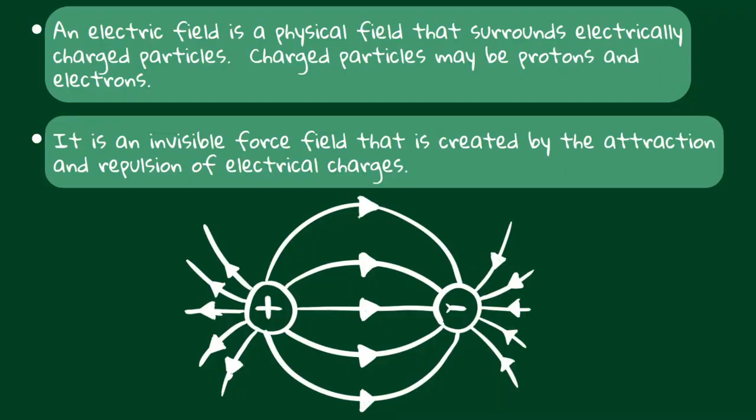An electric field is a physical field that surrounds electrically charged particles. Charged particles may be protons and electrons. It is an invisible force field that is created by the attraction and repulsion of electrical charges. The force fields go from the positive charges to the negative charges.